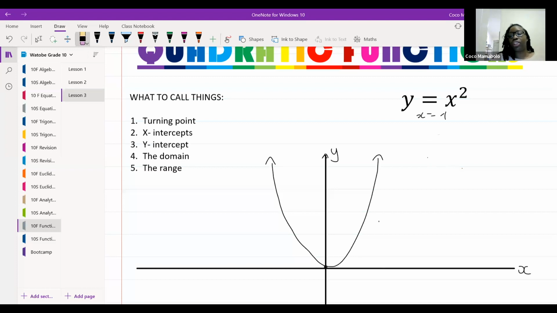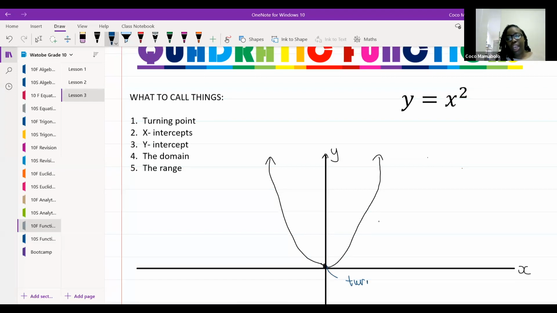Now, there are certain things that you would be asked in an exam paper or in a test paper or even in class that we need to know about this particular function that we've drawn here. The first thing is going to be the turning point. When you draw your parabola from one side to the other, when you get to this point here at the bottom, where you were going down, when you come back up, right there, this is called our turning point.